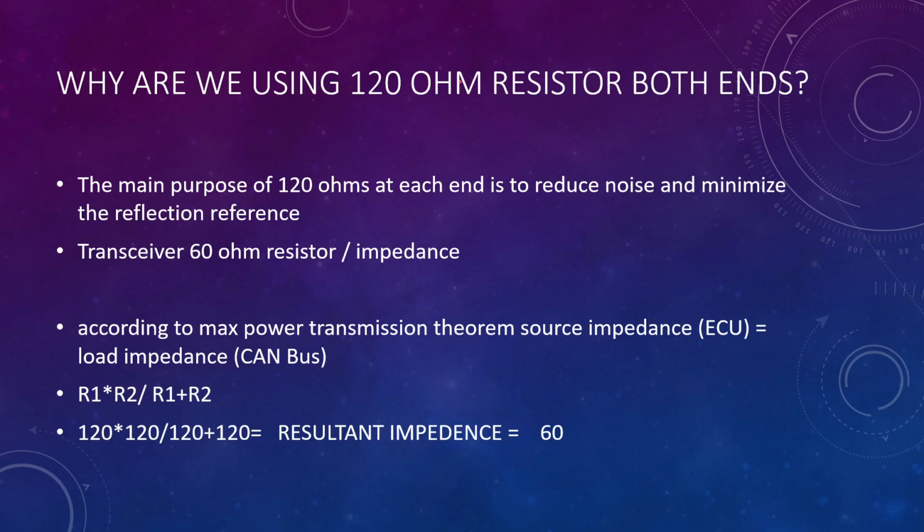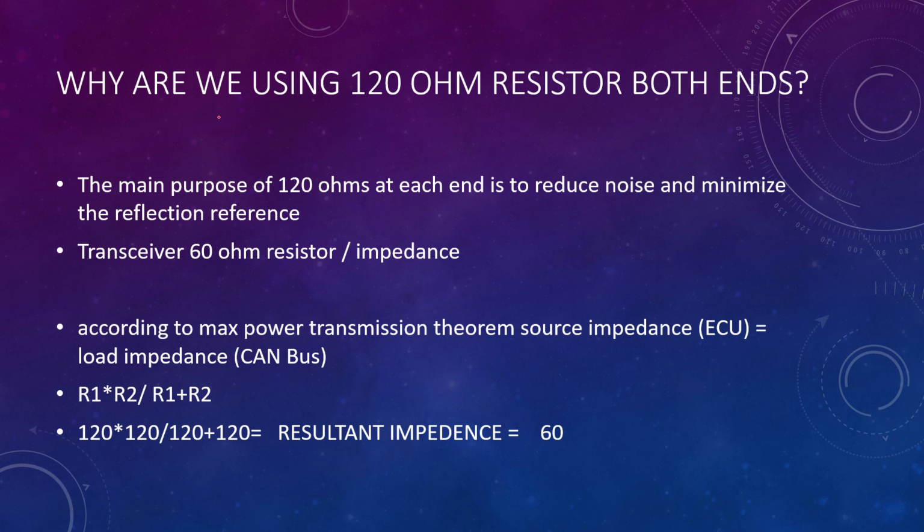Why are we using 120 ohm resistors at both ends? This is the main question in interviews. Many of them ask it first. This is in the CAN protocol. If you say you know the CAN protocol, the first question they ask is why we use 120 ohm resistors at both ends. This is the main interview question for anyone preparing for the CAN protocol.